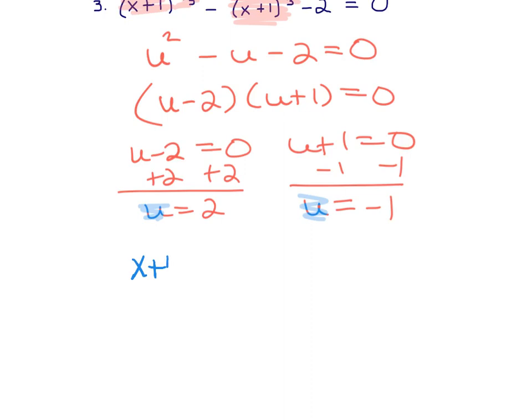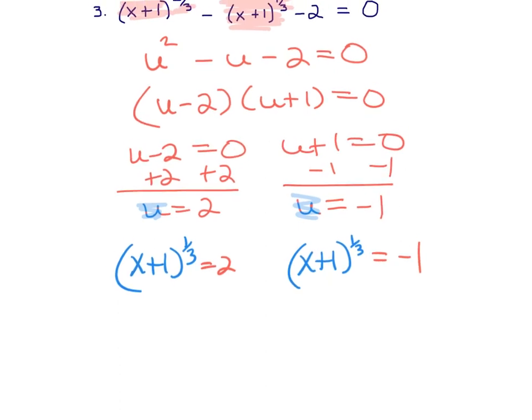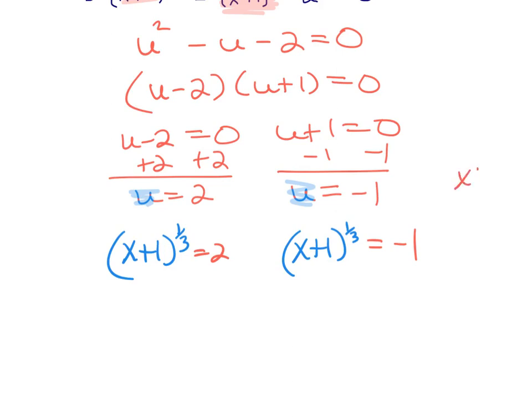So x plus 1 to the 1/3 power equals 2, and it equals -1. Now, again, remember, x plus 1 to the 1/3 power is the same thing as saying x plus 1's cube root. Does that make sense? Because remember, a fraction exponent means that it's got a root.